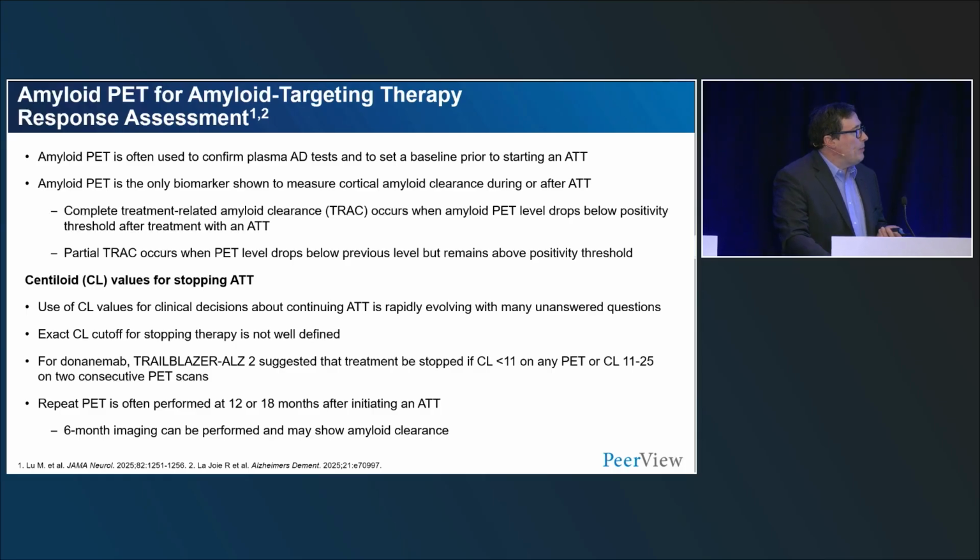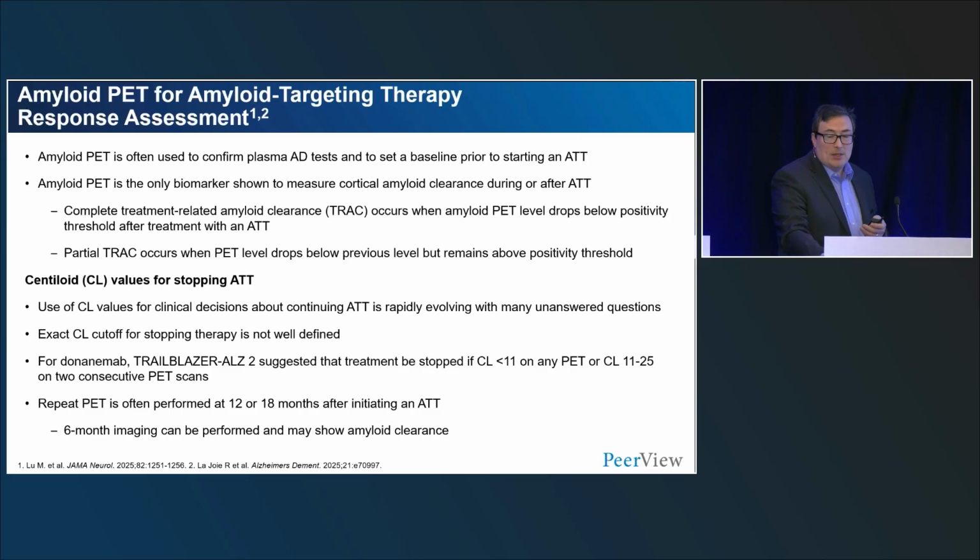So in terms of therapy response, we're often using it to confirm plasma Alzheimer's disease testing and set a baseline prior to amyloid-targeted therapy. So even when we have positive plasma biomarkers, we're typically doing amyloid PET, partly to confirm and partly to set a baseline. And currently, amyloid PET is really the only way that we can measure amyloid clearance and make treatment decisions around amyloid-targeted therapy. Complete treatment response occurs when amyloid PET drops below levels of positivity after treatment.